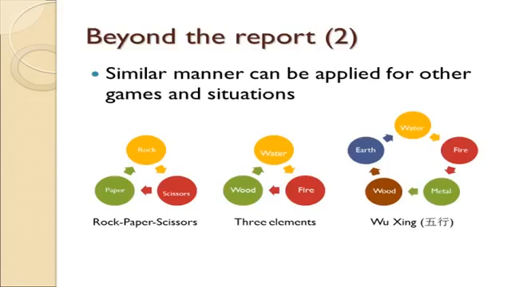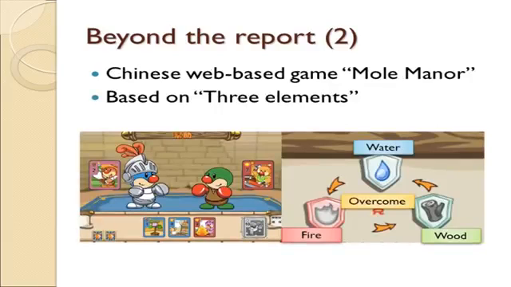What we have done in this report can be applied to some other games, given that the rules are similar. For instance, a game with 3 elements, almost the same as rock, paper, scissors. The logic behind may even be applied to Chinese 五行. And there is really such a game in reality. Here's an example of the Chinese web-based game Mole Manor, using 3 elements to determine who's the winner.